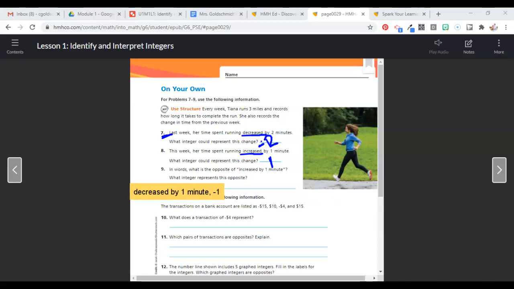Now let's look at the next section. We're going to be using this information right here on top, which was a bad line, but you get what I mean. We're using that information for 10 and 11. Number 10 asks, the transactions on a bank account are listed as negative 15, negative 10, negative 4, and 15. I'm going to go ahead and erase this top section so I can see it. And we're going to use this information. What does a transaction of negative 4 represent?